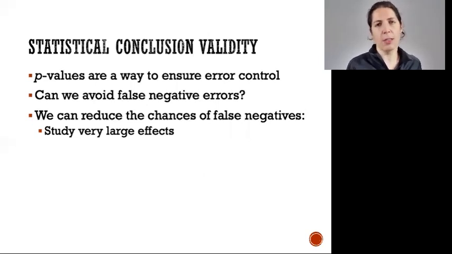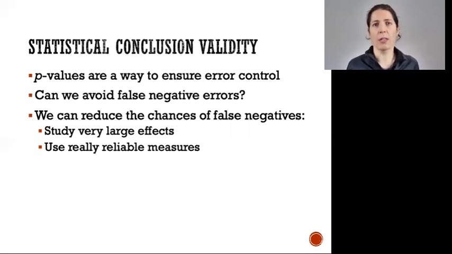So other options, use really reliable measures. That's going to boost the signal that there is to detect relative to the noise. So reliability reduces random error, reduces noise. And the more we can reduce noise, the better chance the signal is going to pop out.